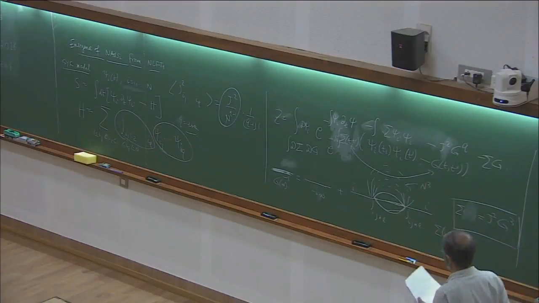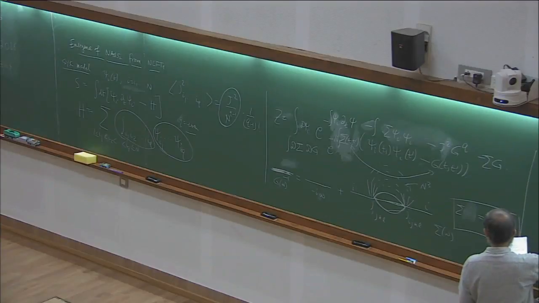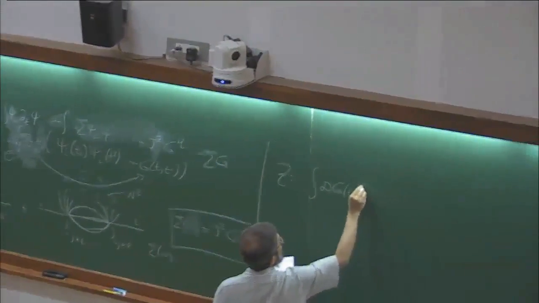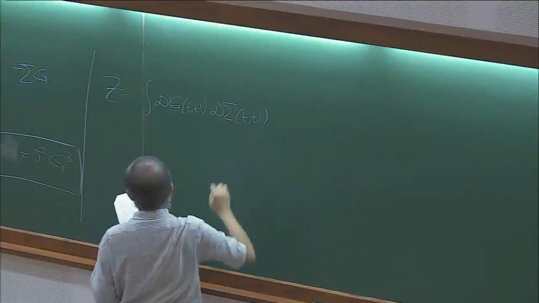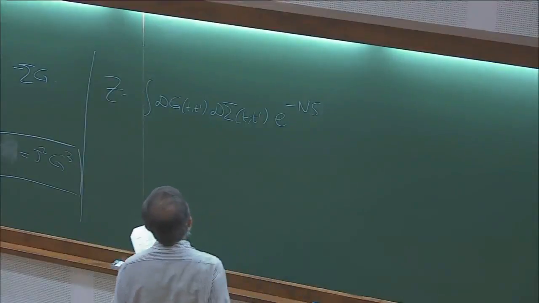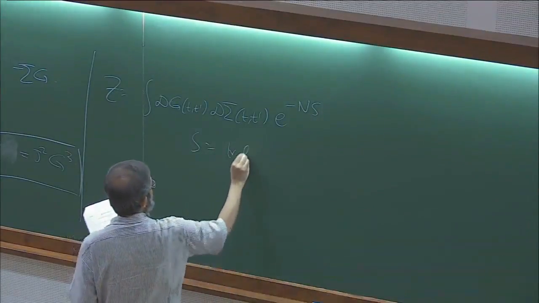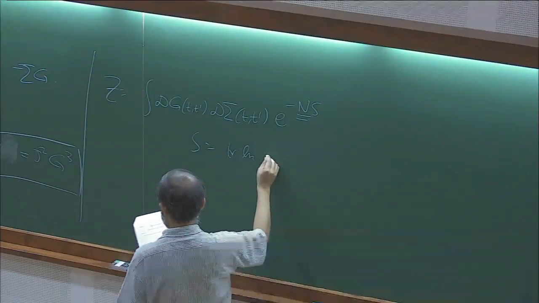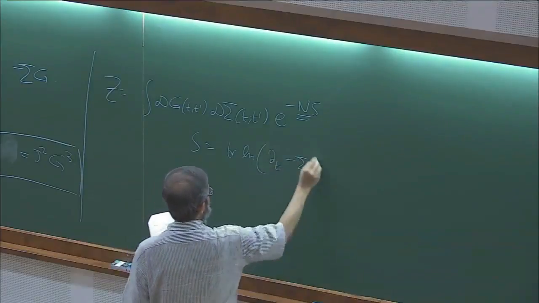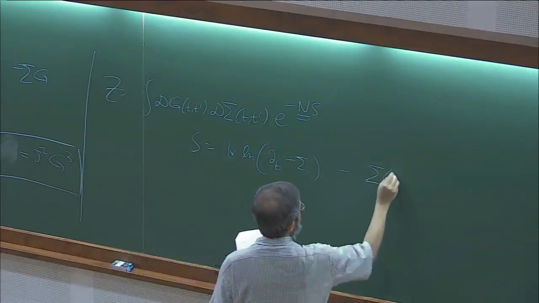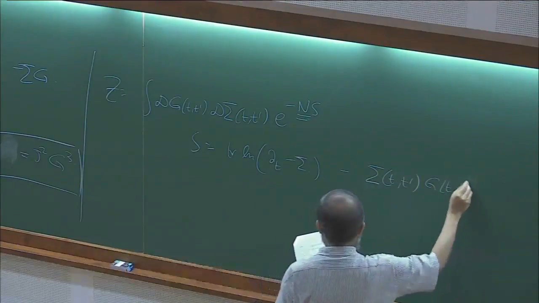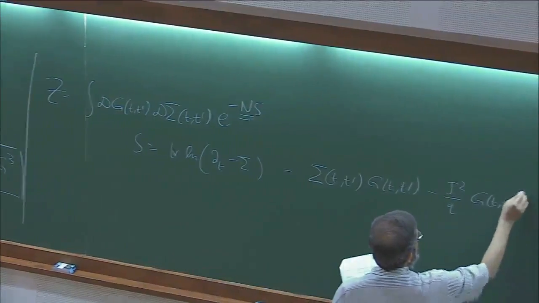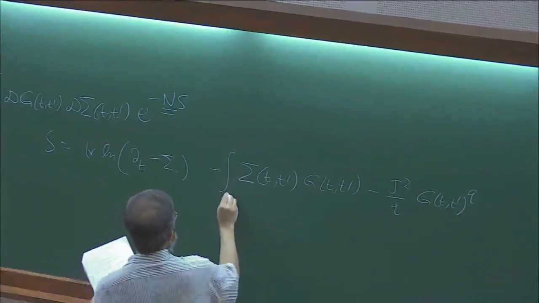What you get is S, where S is trace log, and N comes out of this, which is why there is a saddle point involved. Here you have del t minus sigma, minus sigma tt prime G tt prime, minus J squared by q times G tt prime to the power q, summed and integrated over t and t prime. This is what the effective action is.